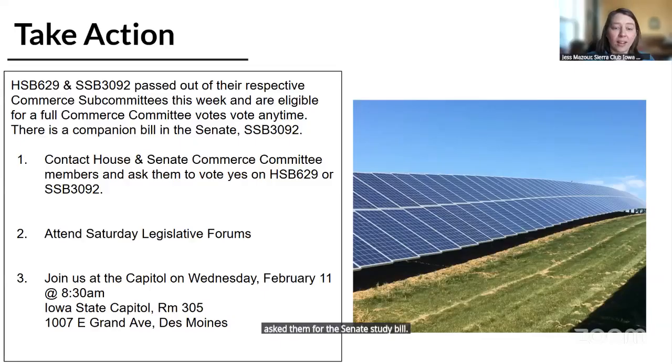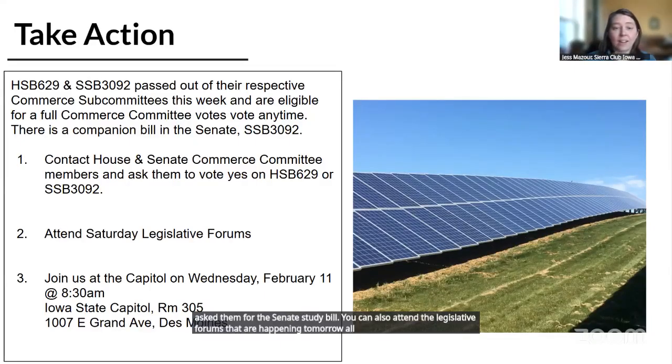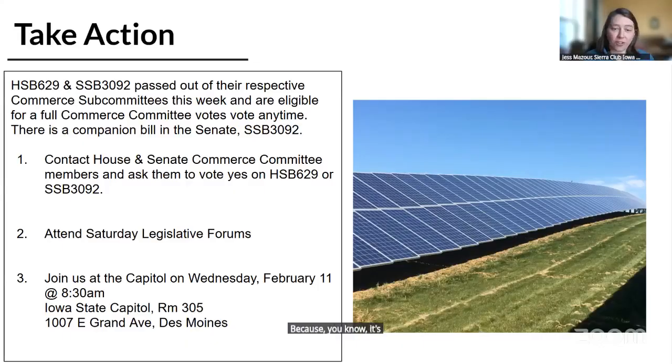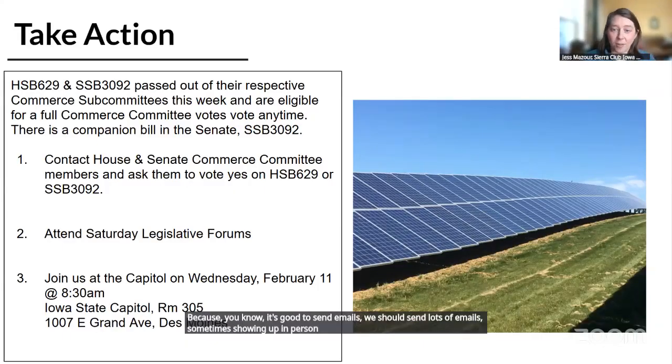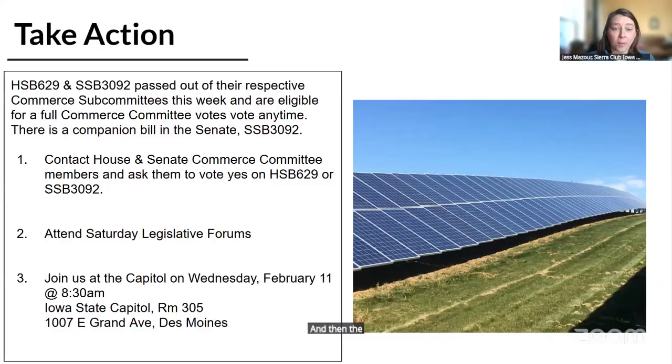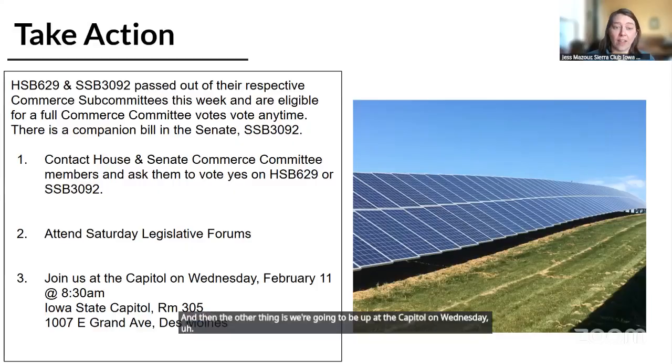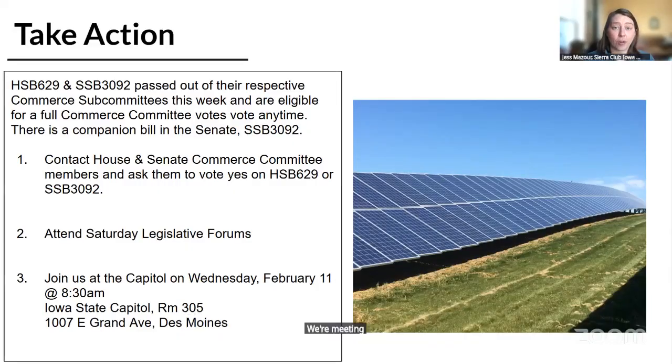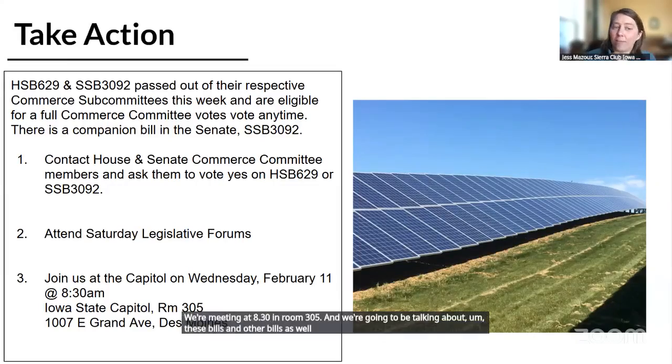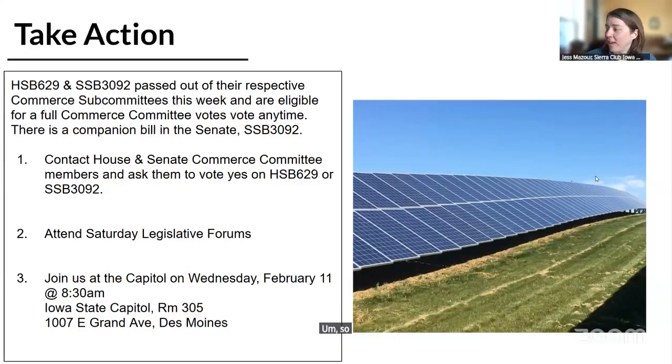You can also attend the legislative forums that are happening tomorrow all across the state because it's good to send emails. We should send lots of emails. Sometimes showing up in person and actually talking to them is a really good way to make sure your message is heard. And then the other thing is we're going to be up at the Capitol on Wednesday next week, February 11th. We're meeting at 8:30 in room 305, and we're going to be talking about these bills and other bills as well.